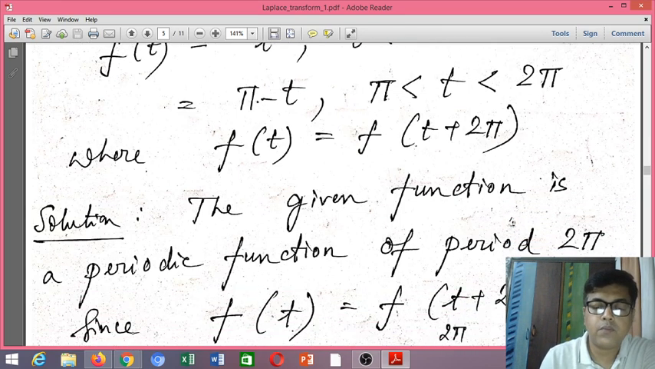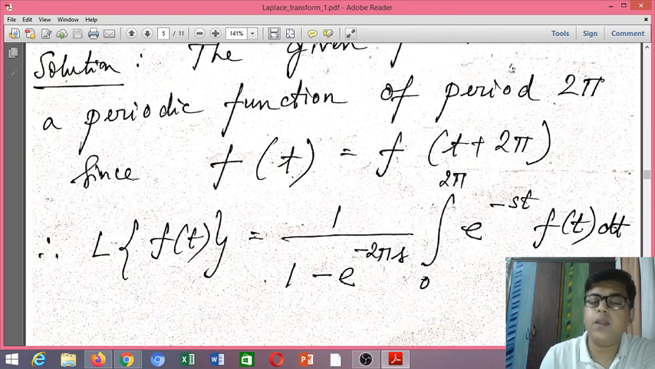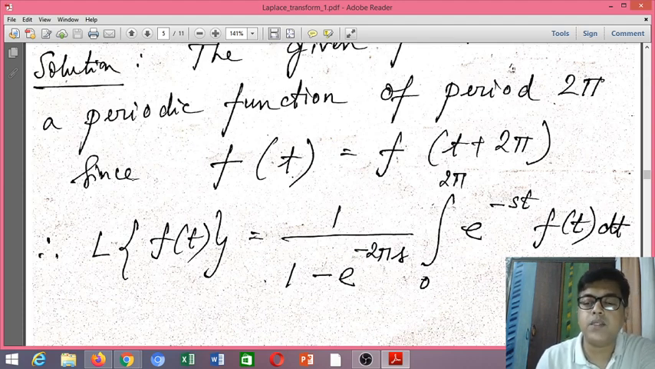Now, if it is a periodic function of period 2 pi, then we will apply the result that we have just derived. So if we take the Laplace transform of the function f(t), as per the result, we get 1 by 1 minus e to the power minus twice pi s, times the integral from 0 to 2 pi of e to the power minus st f(t) dt, because 2 pi was the period, so it is 0 to 2 pi.